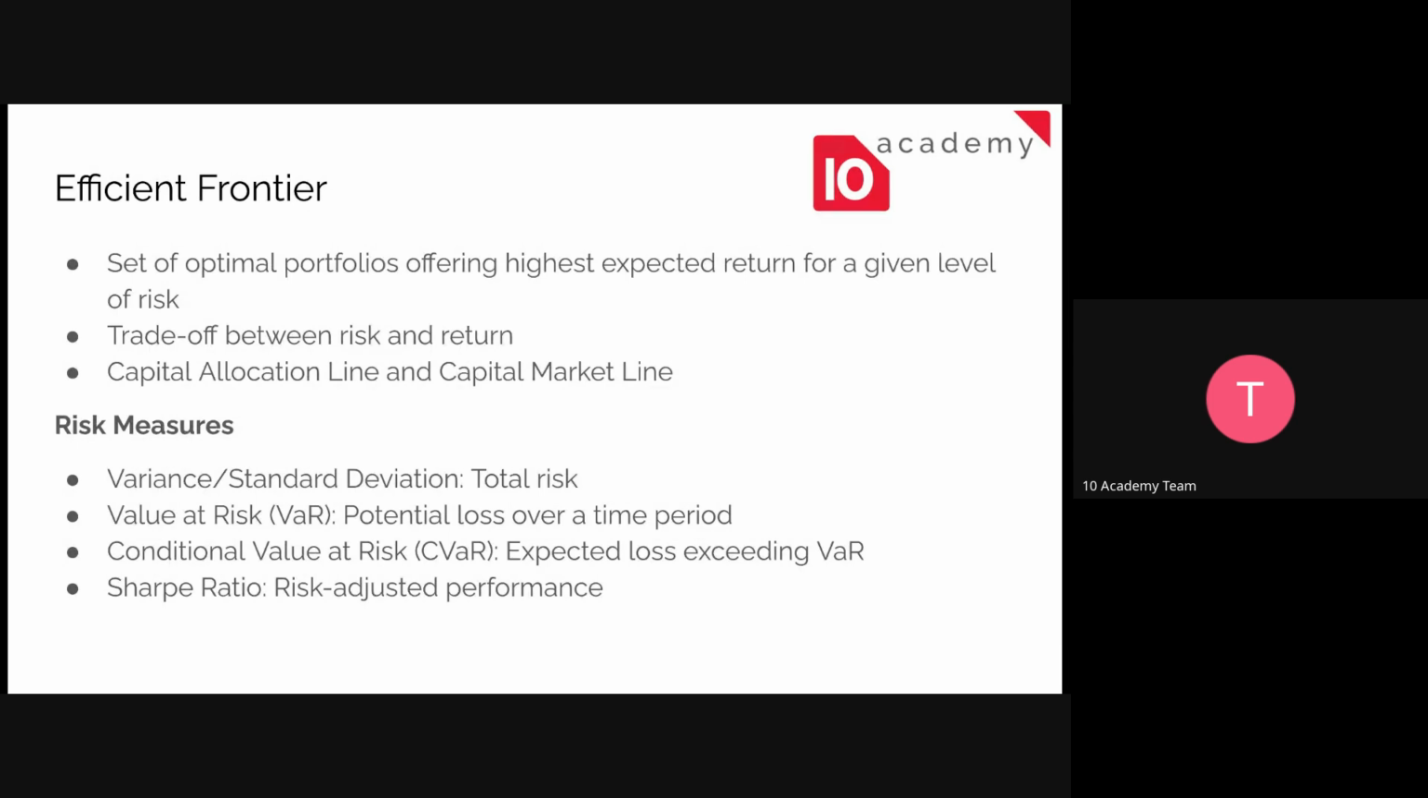For the risk measures, you have the variance or standard deviation, which is the total risk. Value at risk is the potential amount of money that you could lose over a period of time. Conditional value at risk is the expected loss exceeding the value at risk, and the Sharpe ratio is just risk-adjusted performance.